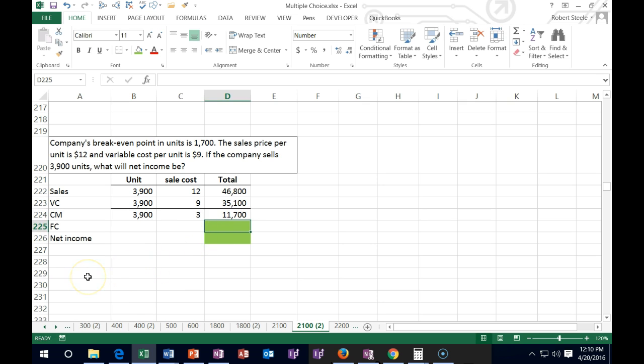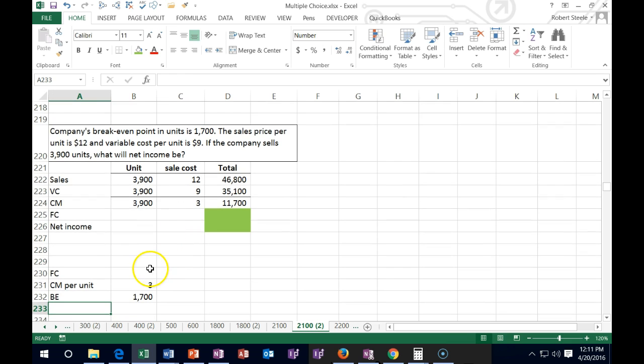Next calculation that they gave us is that the break-even point is, in units, 1,700. So we can take a look at that calculation. How do we get the break-even calculation? The break-even calculation, you'll recall, is fixed cost divided by the contribution margin per unit. So we know what that number is. That's 3. And we know that the break-even point is, in units, 1.7.